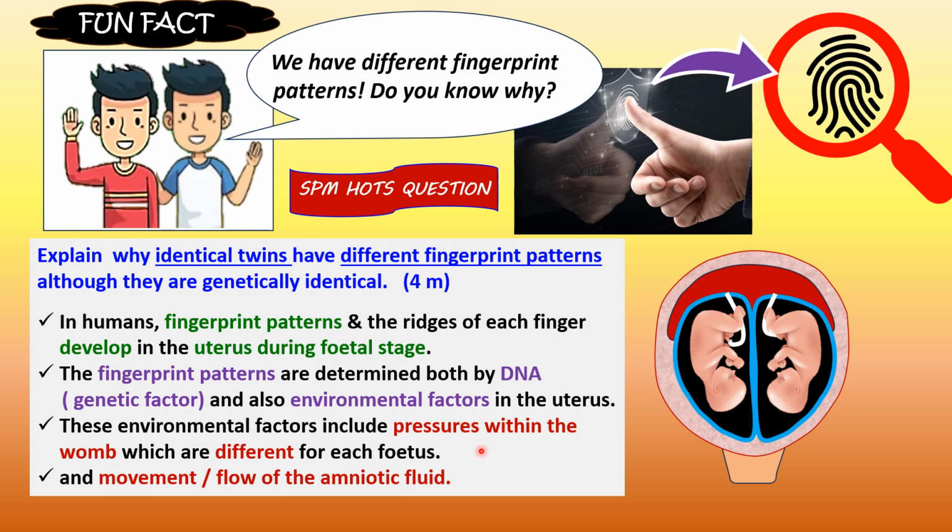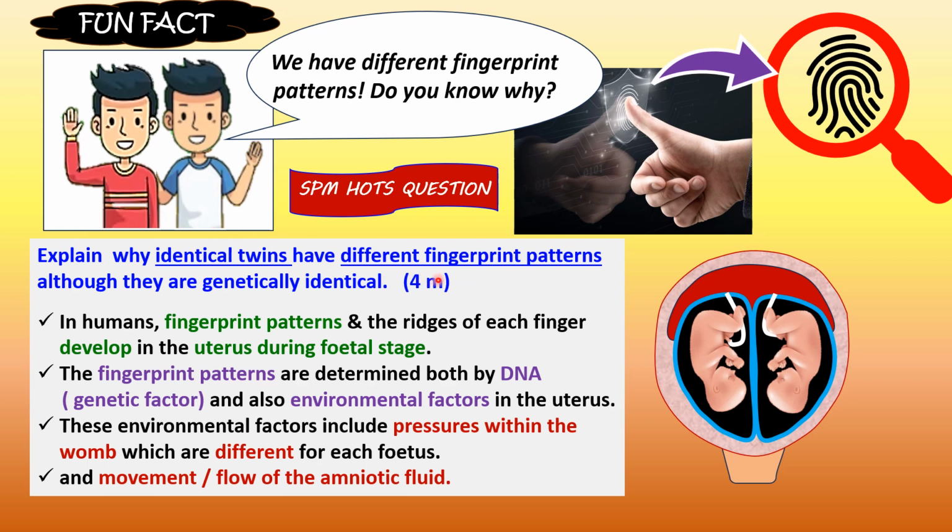Okay, so the position of each fetus in the womb is different. So they will face different pressures on their thumbs and other fingers, all right? Because they are placed in different positions in the womb. And so the flow of the amniotic fluid in the womb is different for the two fetuses, right? So this will cause the changes in the fingerprint patterns. But after they are born, the fingerprint patterns will not change anymore, all right? It will be fixed for life. So fingerprint patterns can be used to identify the twins and differentiate between them.